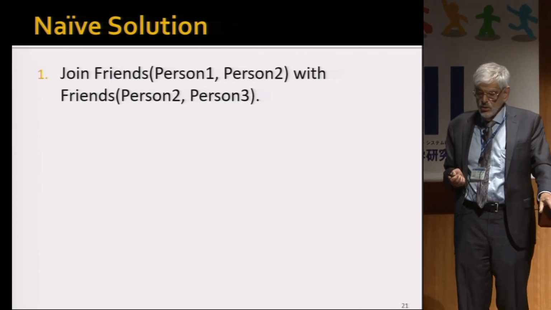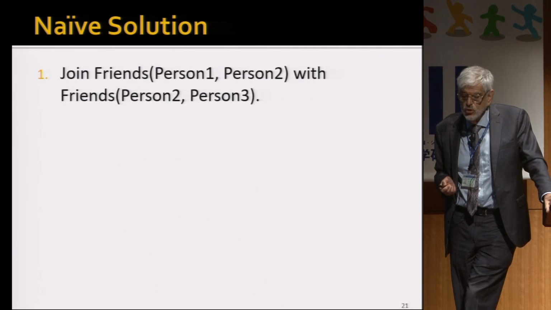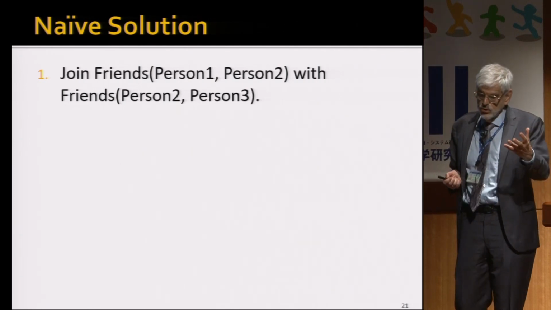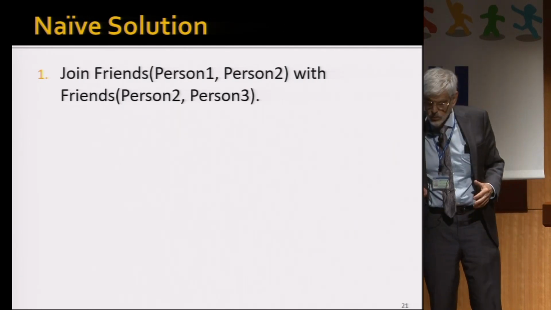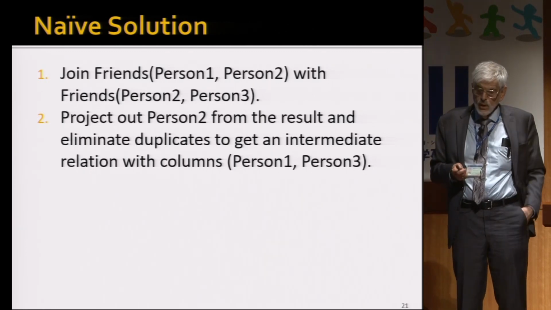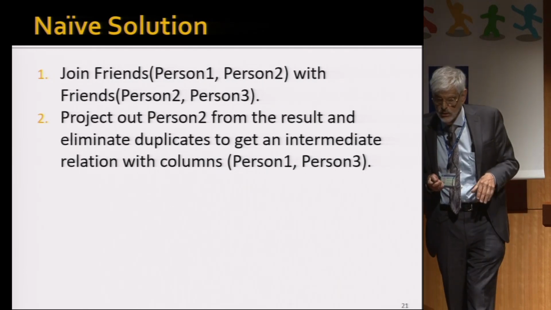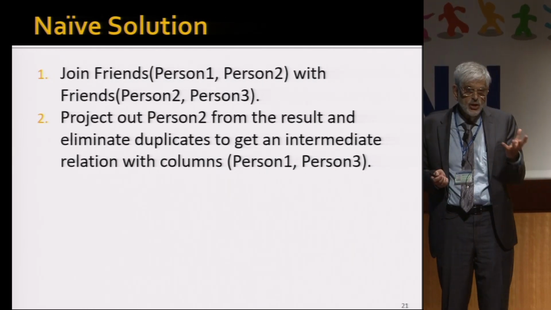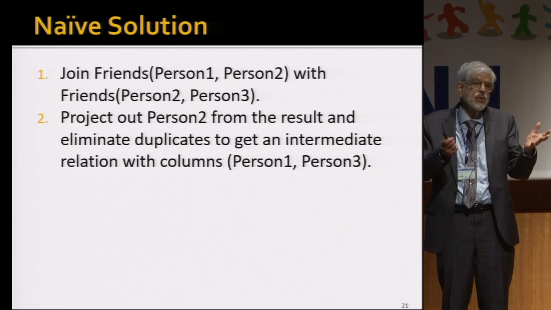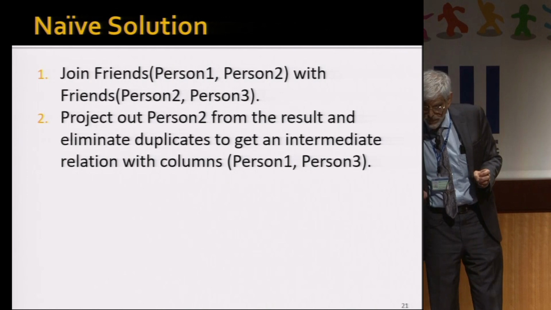So the obvious way to do this is as two-way joins. You start with joining 2 copies of friends, call it person 1, person 2, and person 2, person 3. And then you can project out the person 2 from the result so that you eliminate the duplicates. And now you have a relation person 1, person 3. That's the one we've been talking about all this time.